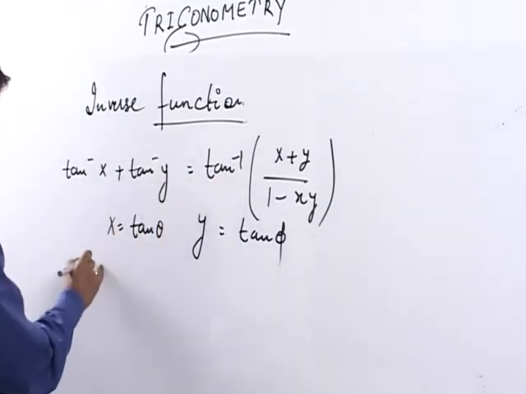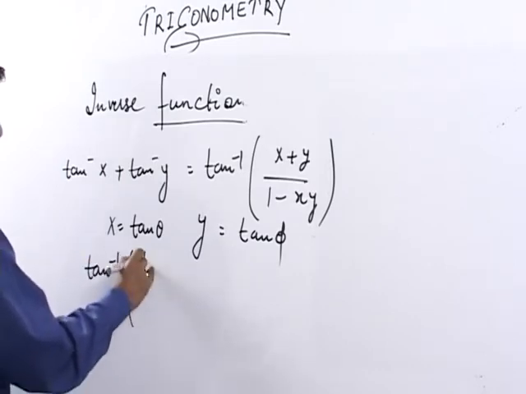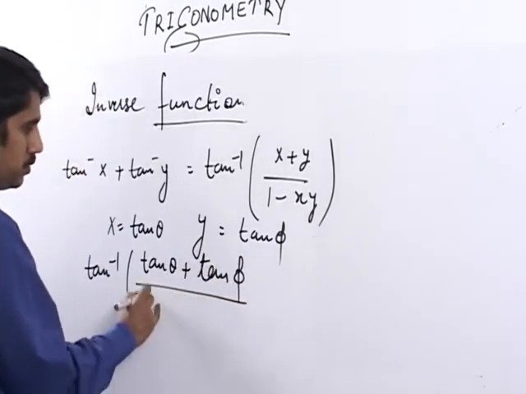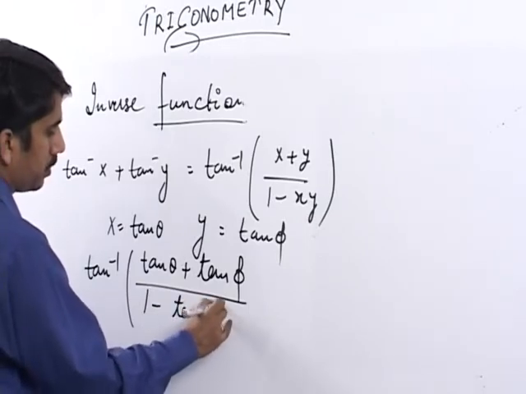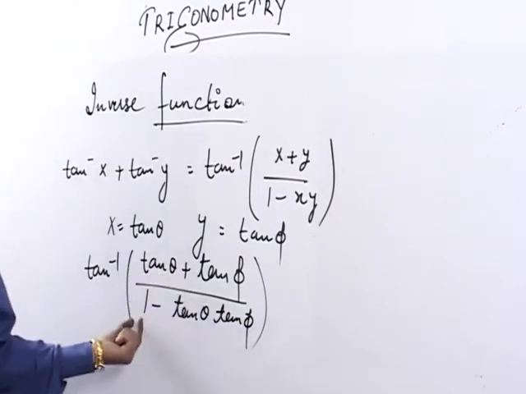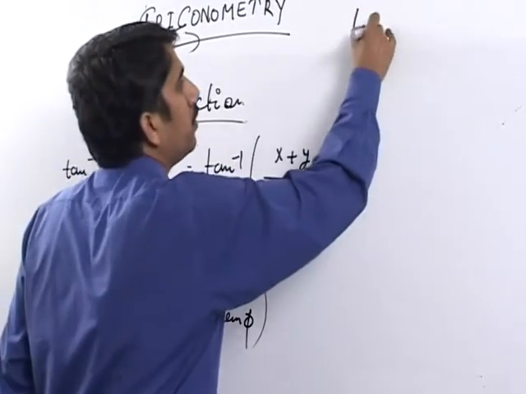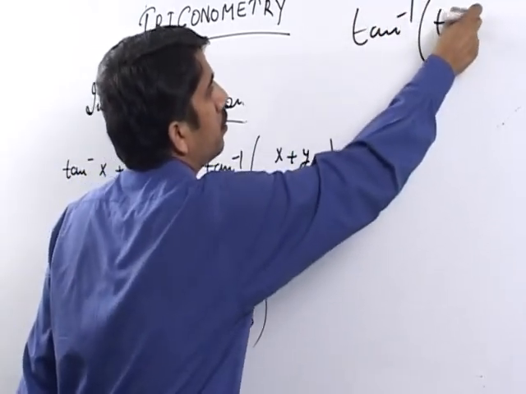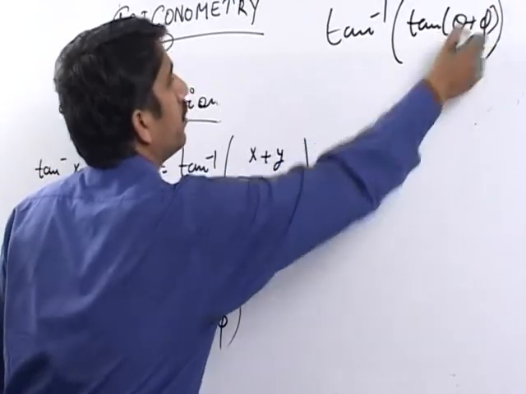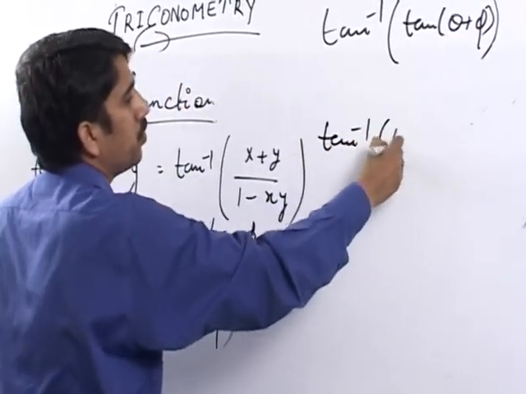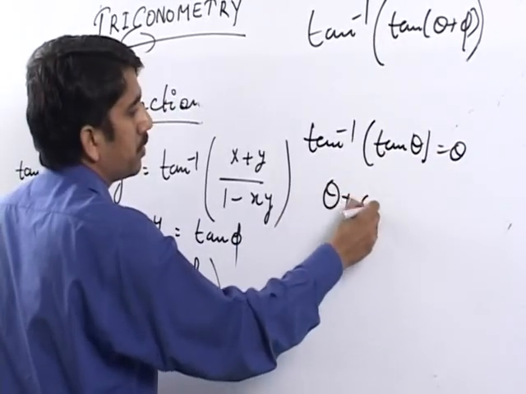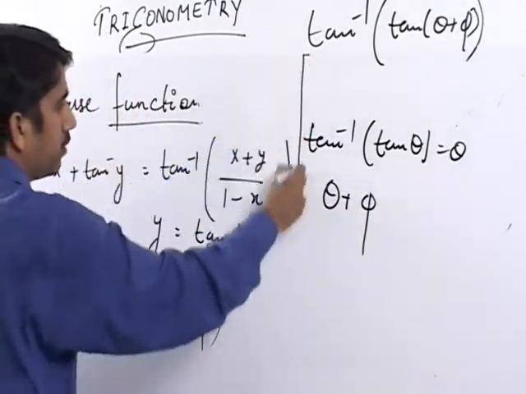Now this will become tan inverse of (tan theta plus tan phi) over (1 minus tan theta tan phi). Now this is a formula for tan of theta plus phi. So this is tan inverse of tan of theta plus phi. Now we have done that tan inverse of tan theta is equal to theta only. Therefore we can write this as theta plus phi.